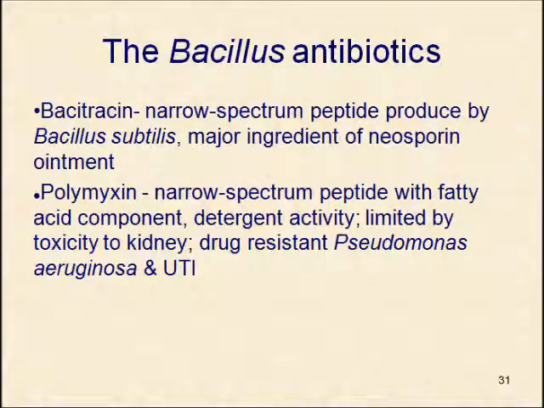Finally, I think we have the bacillus. Oh, I'm sorry, not finally. But we do have the bacillus antibiotics, which include bacitracin, which is a narrow-spectrum peptide produced by the Bacillus subtilis. It's a major ingredient in Neosporin ointment, so you put that on when you have a cut. We have polymyxins, which are narrow-spectrum peptide, fatty acid component. Basically, these can break down the cell membrane.